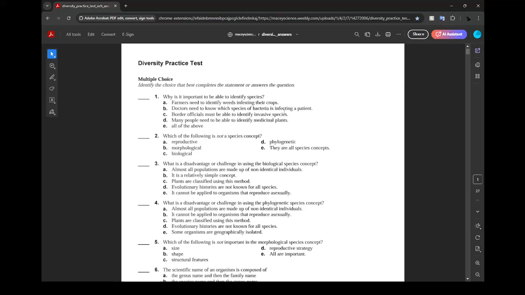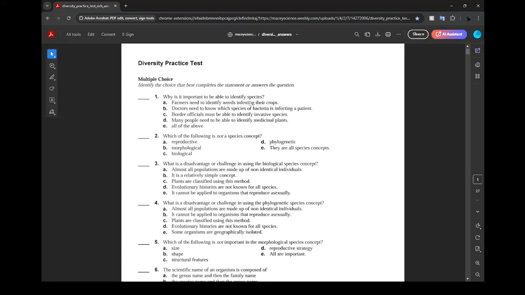Some of them you can tell the right answers right off the bat, some of them you might not be able to, but overall it's pretty easy. Your quiz is probably not gonna be this long since diversity is a really short unit. However, let's start. Why is it important to be able to identify species?